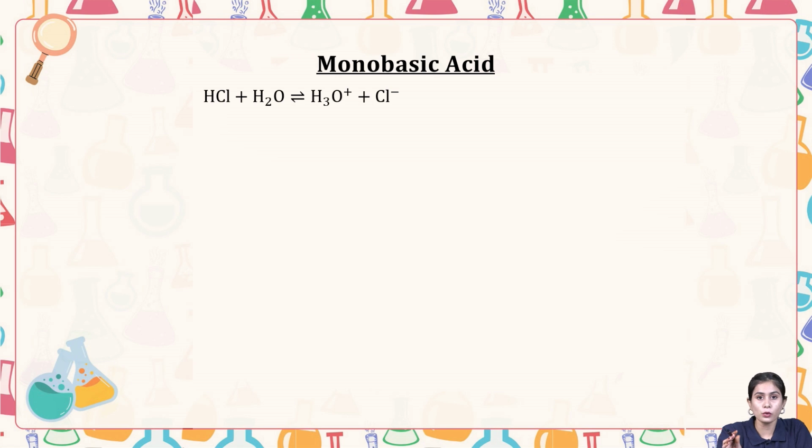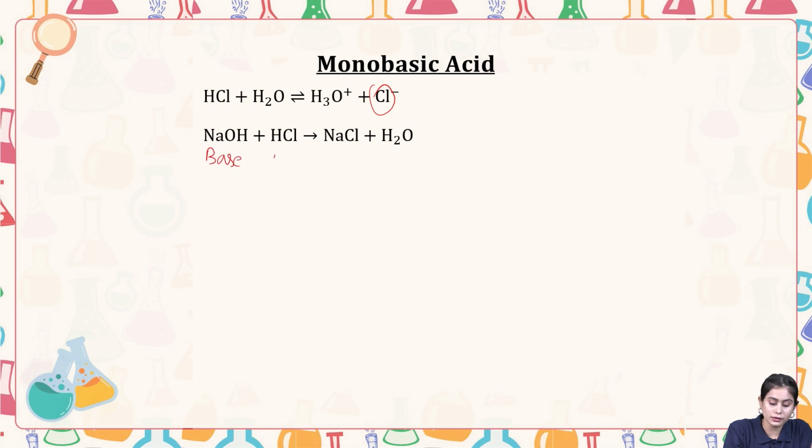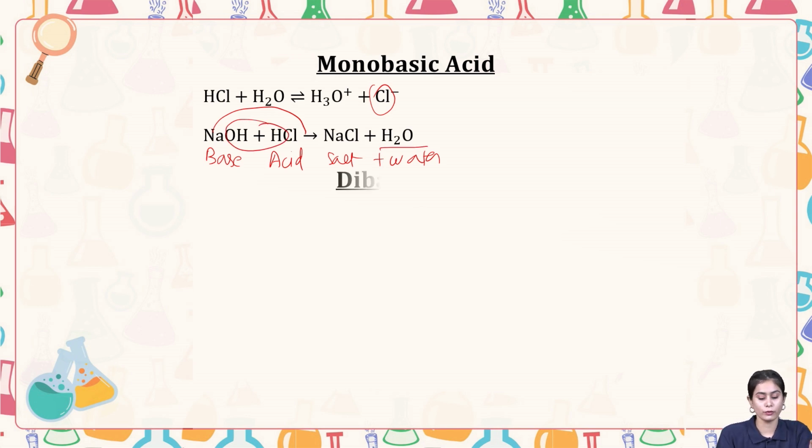Example of monobasic acid, common example HCl plus H2O will give me hydronium ion H3O+ plus Cl- ion. Now what differs here? Let's see how NaOH reacts with your HCl. This is a base, this is an acid. Because of the neutralization reaction, you get salt and water, right? So this and this come together, this and this come together and water is formed.